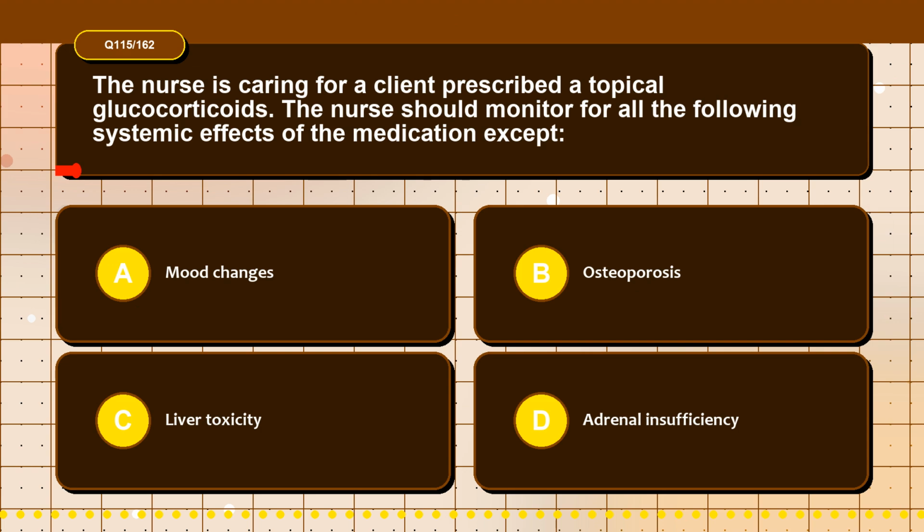Question 115. The nurse is caring for a client prescribed a topical glucocorticoid. The nurse should monitor for all the following systemic effects of the medication except, here are the options. Option A. Mood changes. Option B. Osteoporosis. Option C. Liver toxicity. Option D. Adrenal insufficiency.